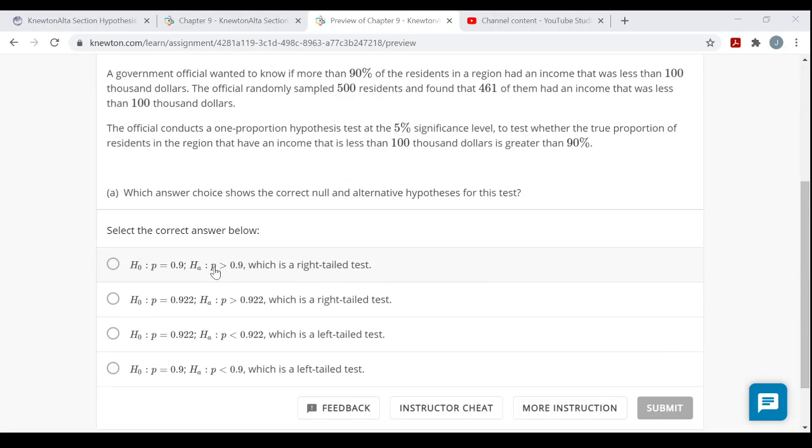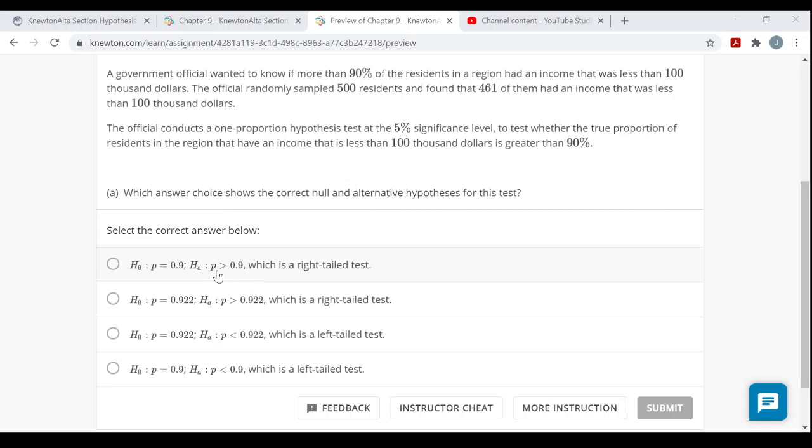Like I said, the proportion being greater than 90% would be the alternative hypothesis. That's the claim. And then the null hypothesis would be that it's equal to 90%. Technically, you'd write less than or equal to, but we're going to assume the equal part. So this first part is the setup for this test. The null hypothesis would be p equals 90%. The alternative is the claim here that the proportion is greater than 90%.